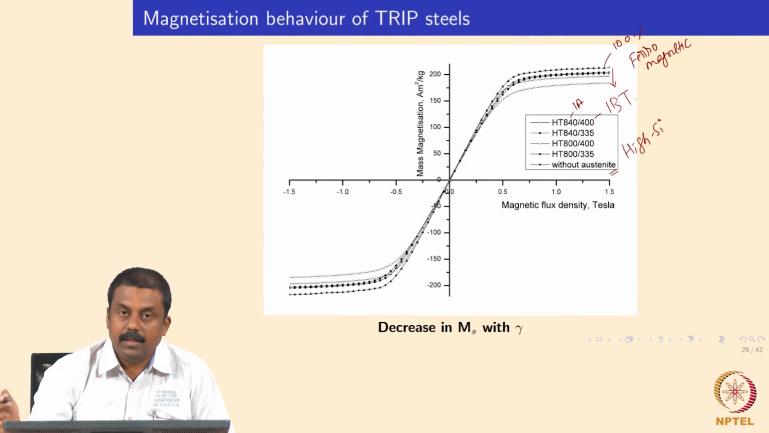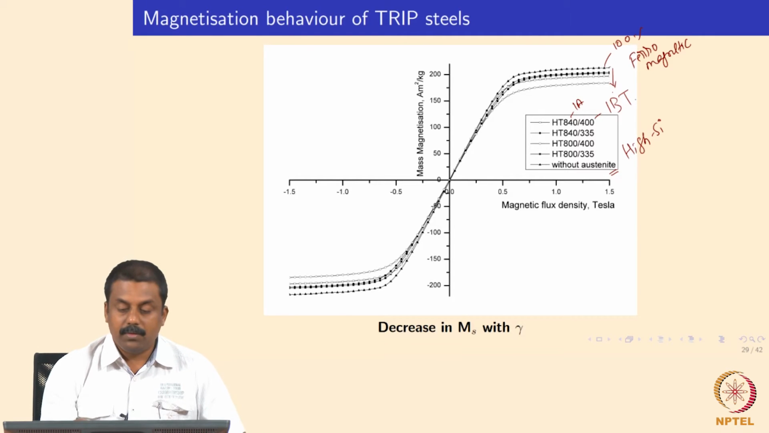Okay, so that is the basic principle behind using the magnetic saturation method, where we measure the magnetic saturation value with and without retained austenite, and the difference gives us the amount of retained austenite percent in the microstructure.